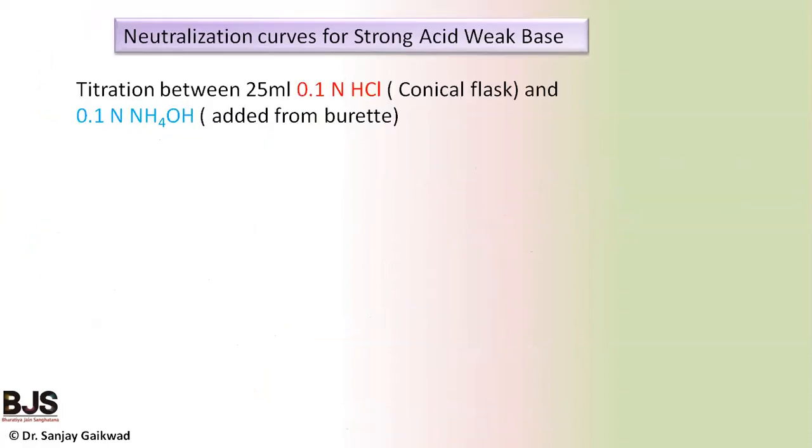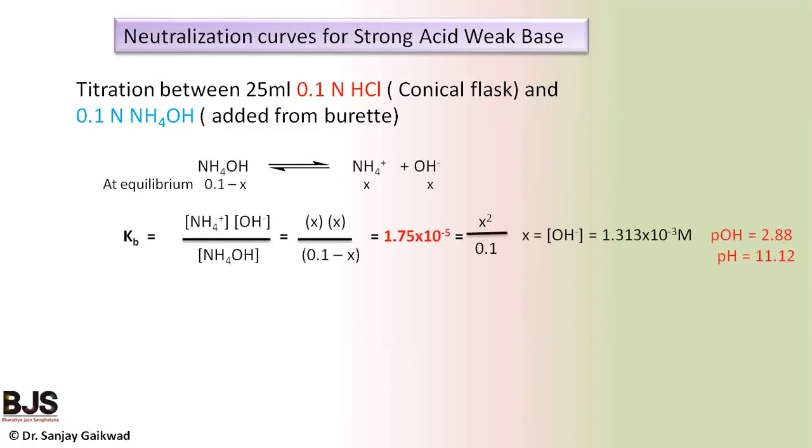Next example is the neutralization curve for a strong acid with a weak base. Now the strong acid is HCl and the weak base is 0.1 normal NH4OH, ammonium hydroxide solution. Now in this titration, what happened? We are adding the HCl solution from the burette, and we are taking the ammonium hydroxide solution into the flask.